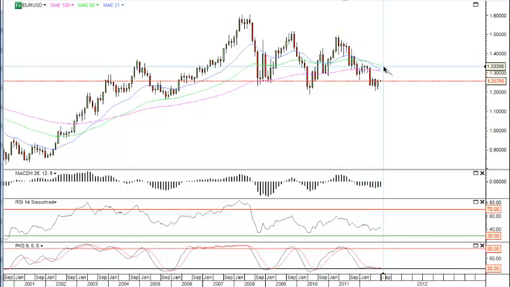I don't expect it to break through those averages, and I still expect it to head lower, but that's something that we'll see when it gets to the averages. For now, I do expect it to go to the average.